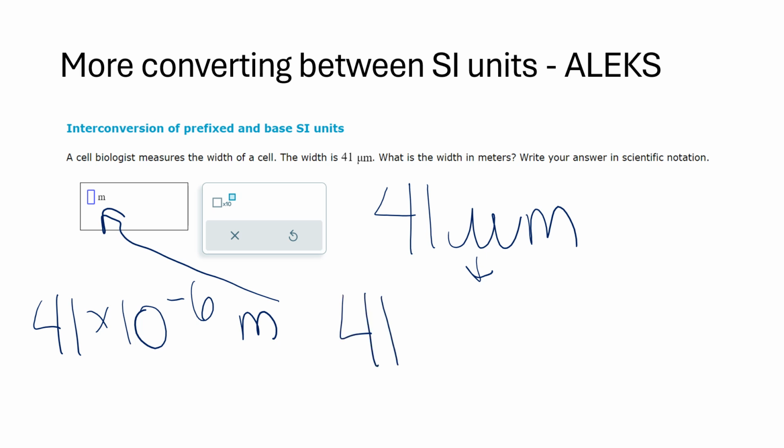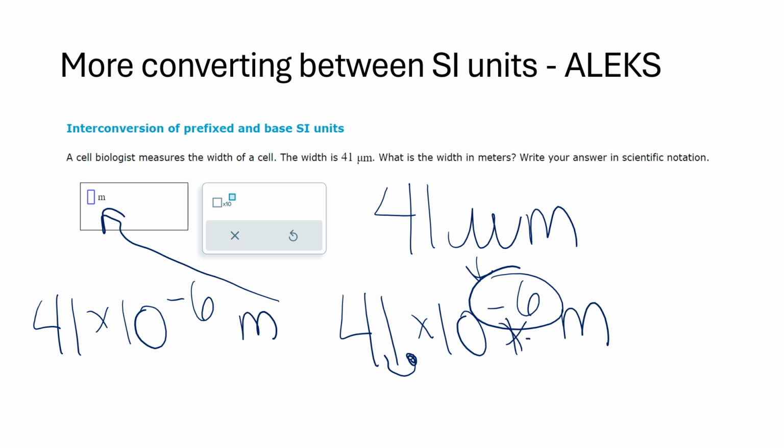as we could just write 41 times 10 to the negative 6. That negative 6 gets rid of that micro. As mentioned in week 1, we need the decimal to the right of the first non-zero. So I'm making that number smaller, and I have to make this number bigger. So we're going from 41 to 4.1, and therefore times 10 to the negative 5th meters. All of these are going to follow that same line of steps.